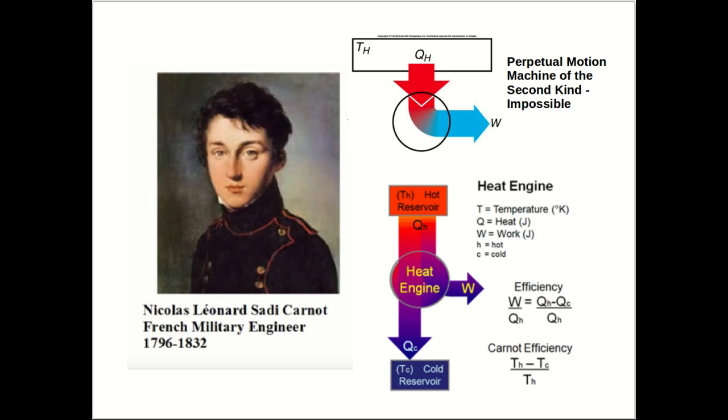So the conversion efficiency of a heat engine, which today we call the Carnot efficiency, is the ratio between the temperature difference of the hot and the cold heat reservoir and the temperature of the hot reservoir. And because the temperature of the cold reservoir can never reach absolute zero, 0 Kelvin, which is about minus 273 degrees Celsius, and also because the temperature of the hot reservoir can never reach infinity, the Carnot efficiency, the inherent efficiency of any kind of heat engine, can never reach 100%.